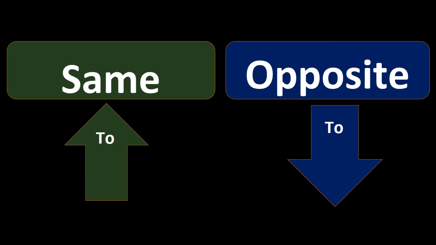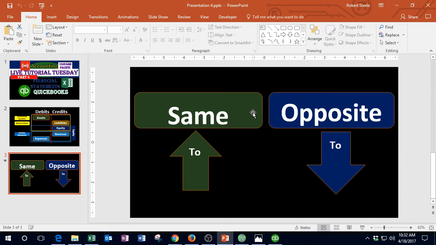This basically just means that if we have a normal balance debit account, then the same thing, a debit, will make it go up, and the opposite, a credit, will make it go down. If we have a normal balance credit account, the same thing, another credit, will make it go up, and the opposite, a debit, will make it go down. So as we go through the journal entries, we just need to repeat that in every journal entry, and that starts to make sense so that we can understand the language of debits and credits.